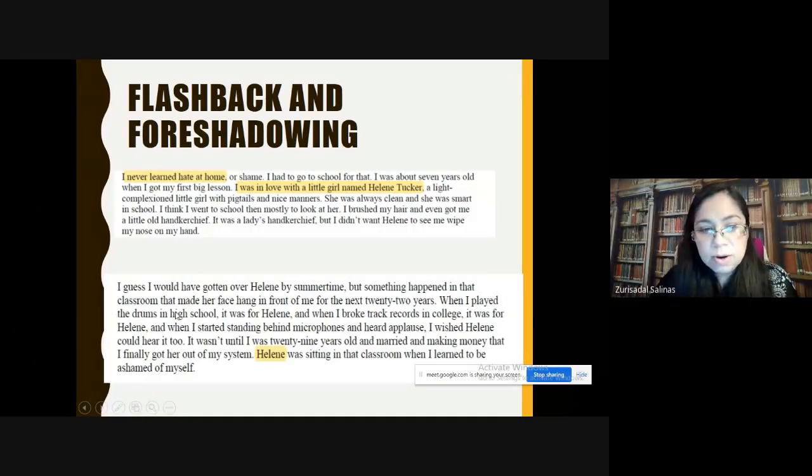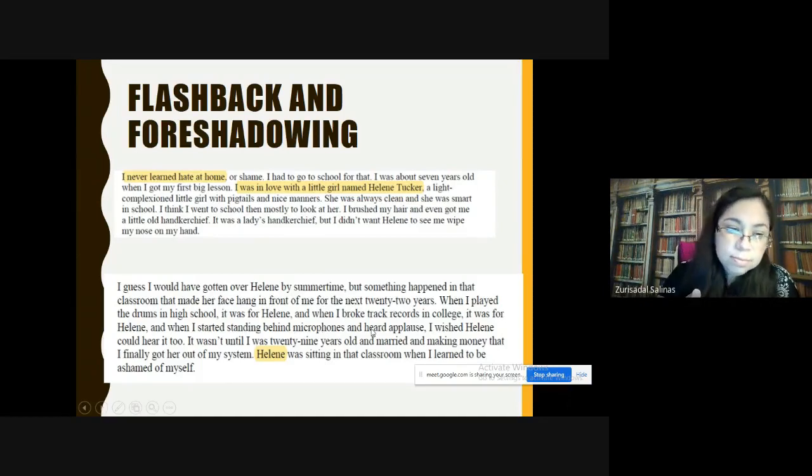"When I played the drums," okay, we don't know what time period that was, but then "when I broke track records in college." So then here we have high school, then we have college. So you see how it's progressing in his lifetime. "When I was standing behind microphones," he was a stand-up comedian. So this is already his career. So then here we have a progression, and they're all indicated by the transitional word "when." So these words will help you move forward in your timeline.